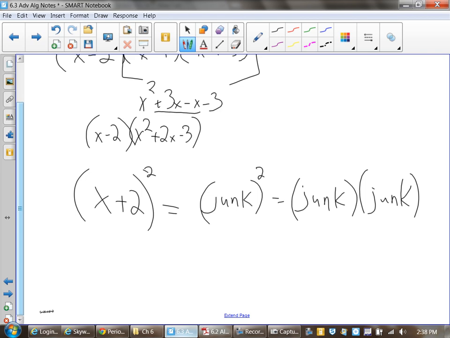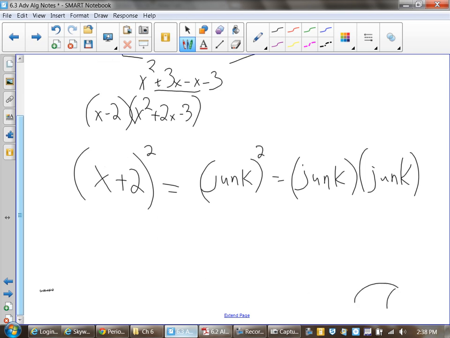You cannot distribute the exponent into here. Why? Because there's a plus sign. You can't distribute over addition. What a squared term means is that you're multiplying it by itself twice. You're not distributing in. And it doesn't matter if it's addition or subtraction; no matter what it is, if it's junk squared, it's junk times junk.